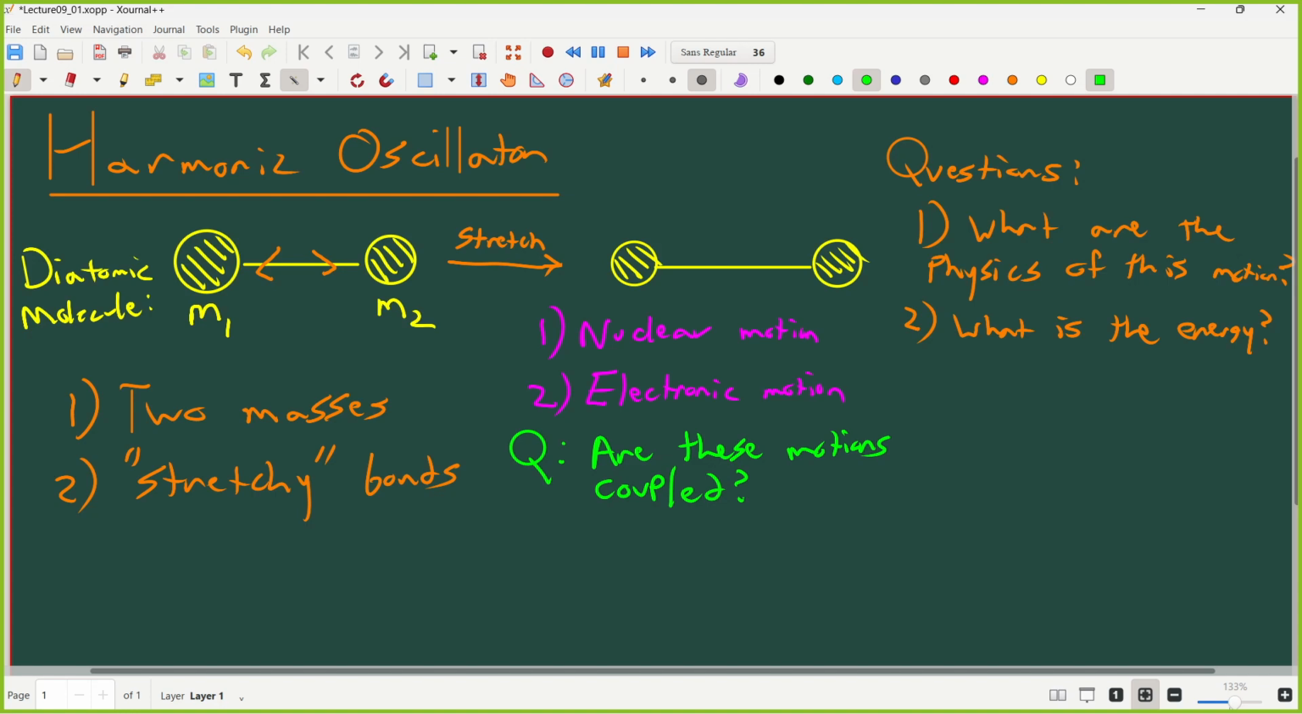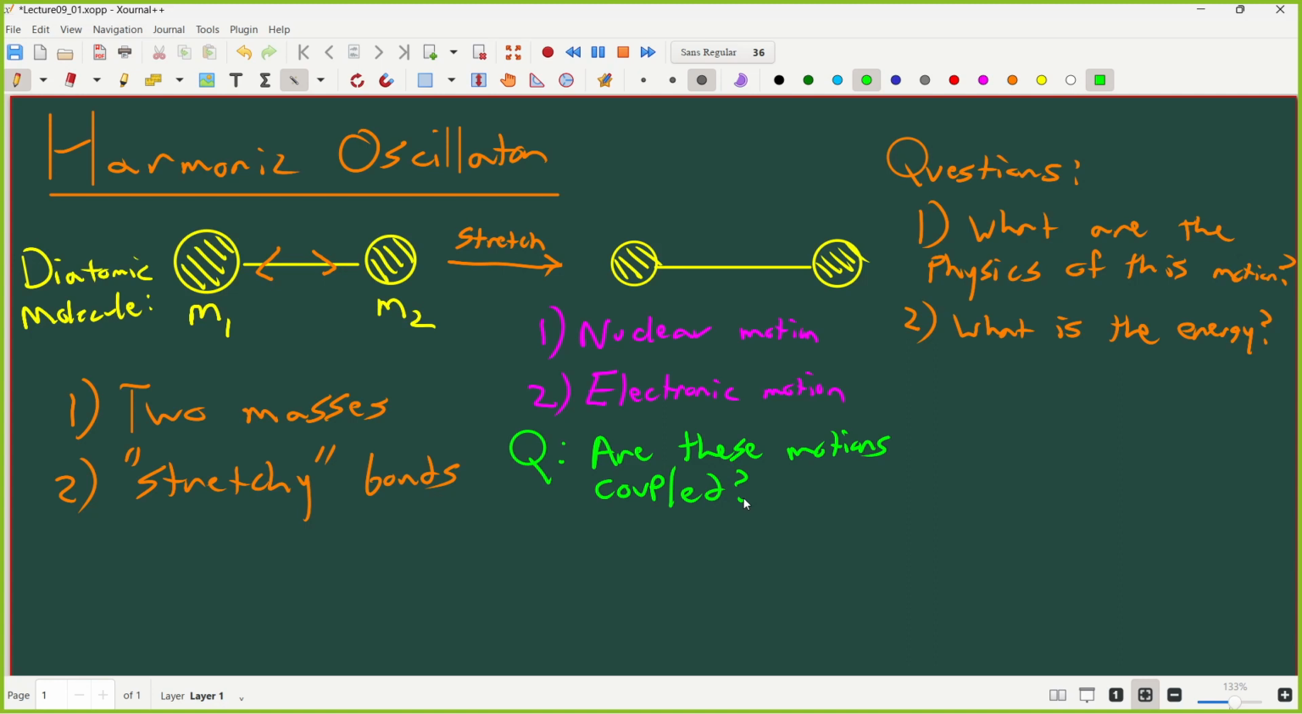But what happens if they're not coupled? What if the nuclei move at a different scale, in terms of time or speed or energy or whatever, from the electrons, in the sense that the nuclear motion is independent from the electronic motion? Now, if that were the case, if they're uncoupled to each other, the nuclear positions don't really affect the electrons on the same time scale, then we can deal with them separately. We can move the nuclei and then worry about the electrons later.